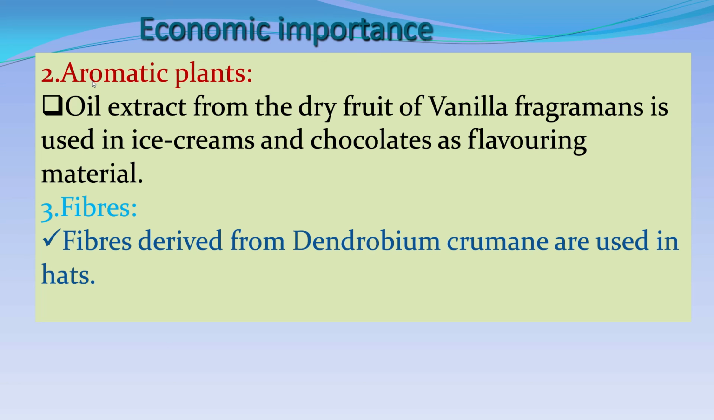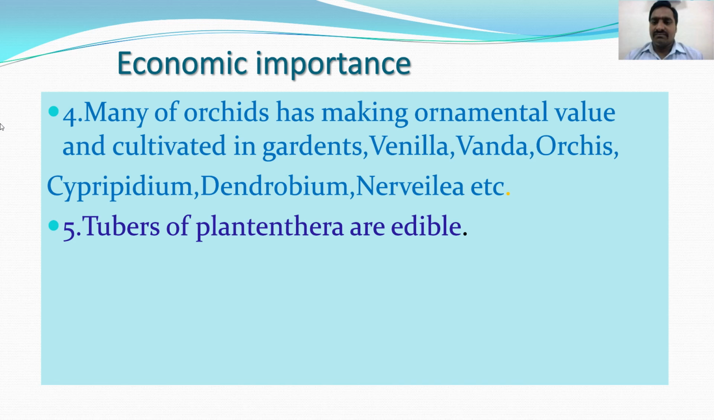Next, some of the plants are aromatic plants. From these aromatic plants, oil is extracted from the dry fruit of vanilla, which has fragrance. It is used in ice creams and chocolate as a flavoring material. Next, fibrous. Fibers are derived from Dendrobium and are used in hats. So Dendrobium fibers are also used in preparing hats.